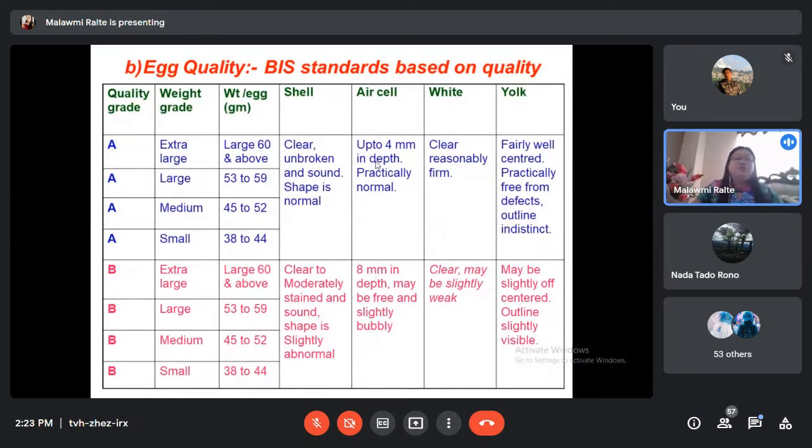So for the shell of grade B, it is clean to moderately stained and sound, and the shape is slightly abnormal. And the air cell can be up to 8 mm in depth, and it may be free or slightly bubbly. And the white part, the albumin part, will be clear, it may be slightly weak. So when the egg is very fresh, it will be very firm. But when it becomes older and older, the white part becomes loosened and weak. Then the yolk part may be slightly off-centered and the outline slightly visible.